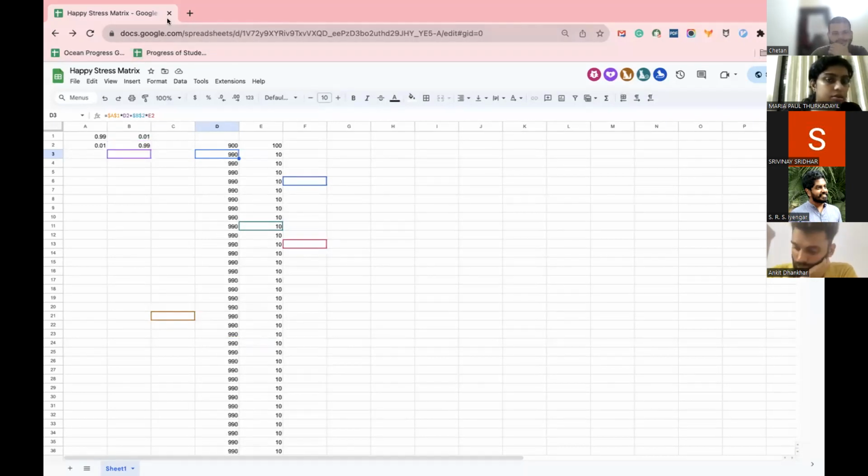Guys, there's some problem with the formula. Just give me a minute, I'll fix it. I don't think this is doing matrix multiplication properly. You're taking A1 and B2. You should take A1 and B1, right? Look at the formula in D3. Can someone please fix it? Or wait a minute, I'll fix it.